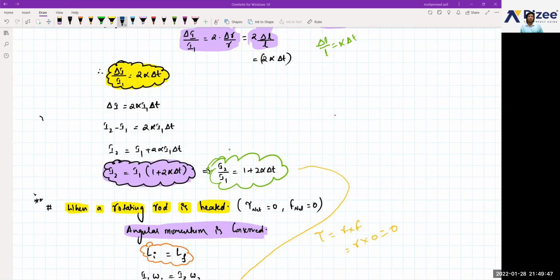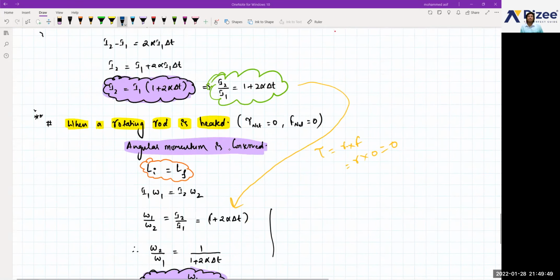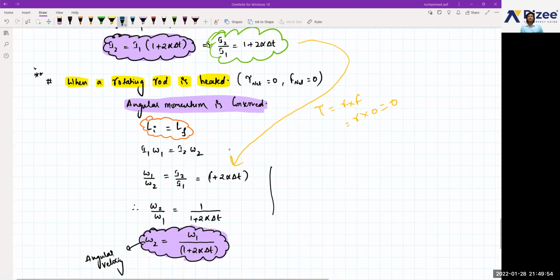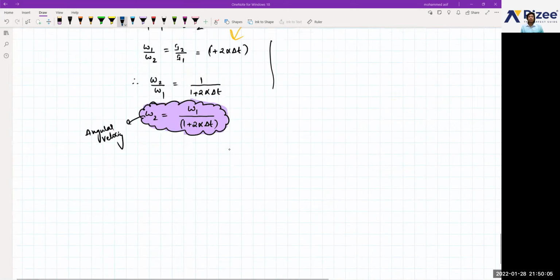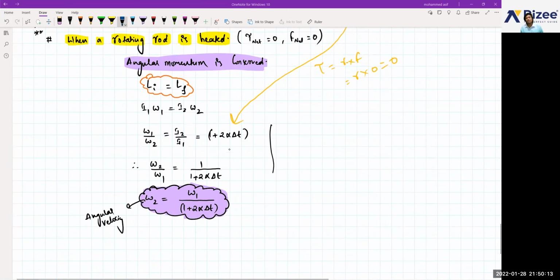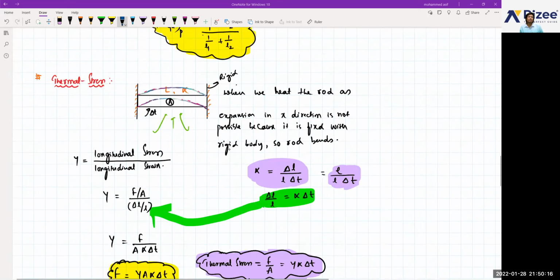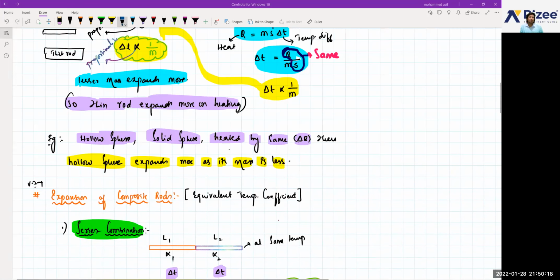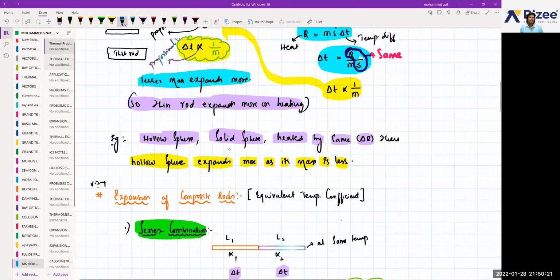The same way, when the rod is rotating, the net torque acting on it will be 0. Net force will also be 0. So angular momentum is conserved. Initial angular momentum must be equal to final angular momentum. So I1 omega 1 is equal to I2 omega 2. So omega 2 by omega 1 is I1 by I2, and I2 by I1 is 1 plus 2 alpha into delta T. So the angular velocity omega 2 will be equal to omega 1 divided by 1 plus 2 alpha into delta T. These are 2-3 important formulas you need to remember. I'll send you these notes. Don't bother about the material of this one.